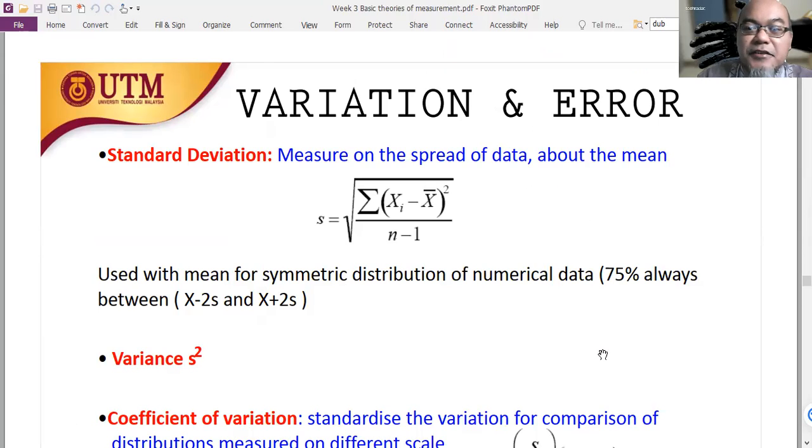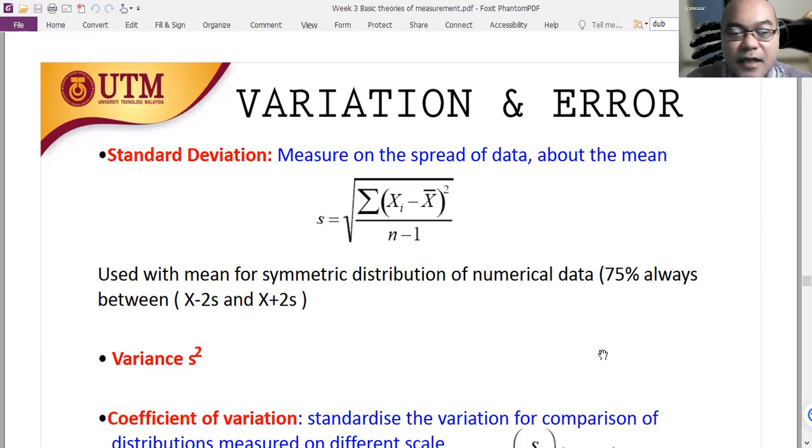Then standard deviation, measuring the spread of data, which I have mentioned earlier. So when you have only one or two measurements, you cannot have the spread. So by default, at least you have to do triplicate measurement, three times. But it is also actually not enough. If you want more trustworthy data, do more measurements.